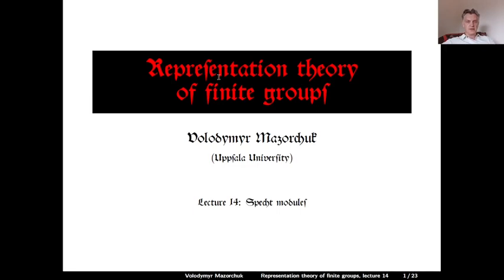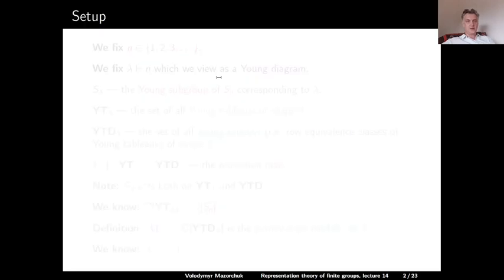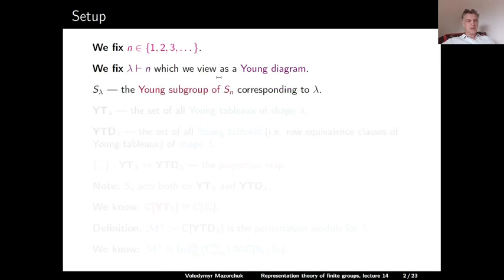Representation Theory of Finite Groups, Lecture 14, Specht Modules. Let us start with briefly recalling our setup from the previous lecture. We fix a positive integer n and a partition lambda of n. We will view this partition as the Young diagram. Let S sub lambda be the Young subgroup of the symmetric group Sn corresponding to lambda.